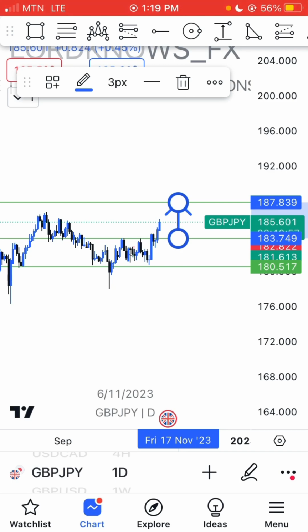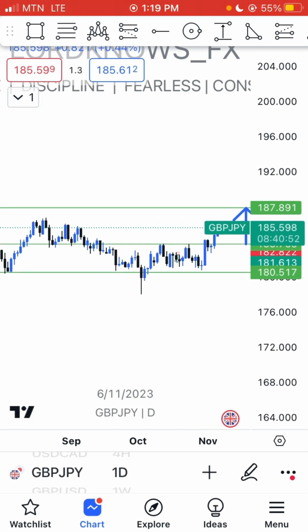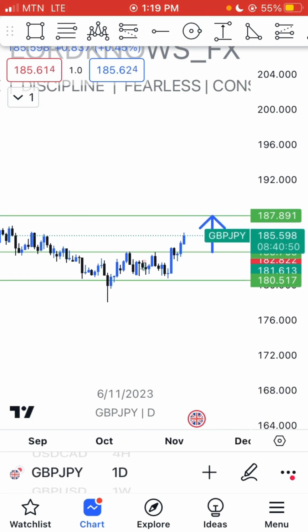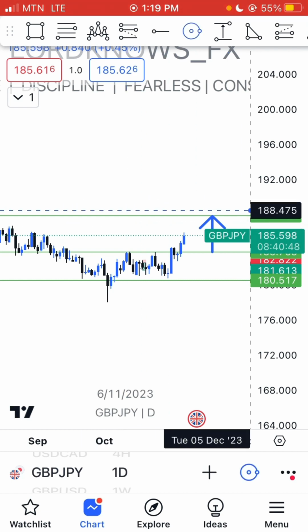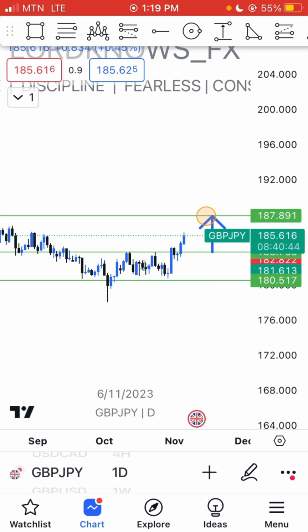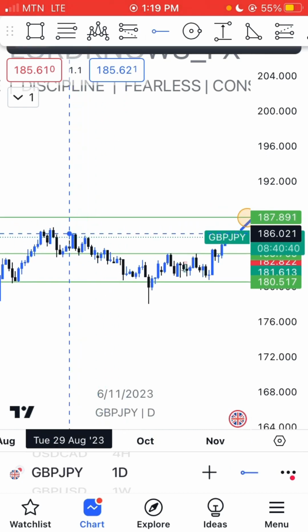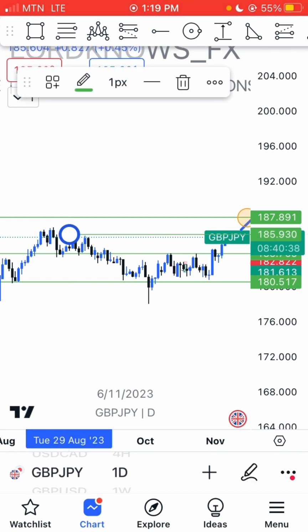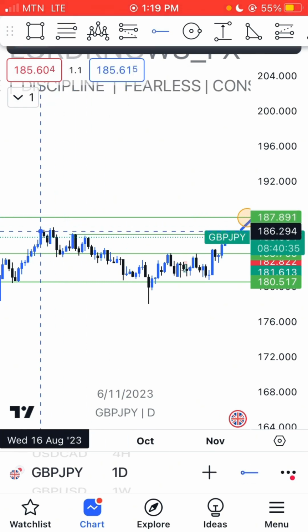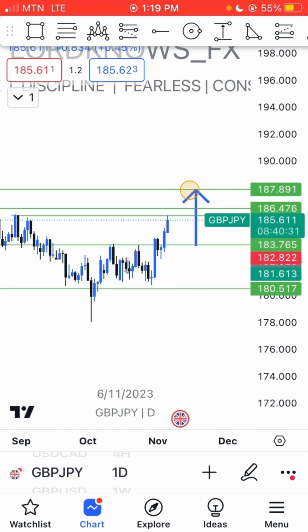Still, my overall bias on this is a buy. It's a buy to the uptrend, so I'm expecting it to go to this price. You can wait if you want to jump on with the buy. You can wait for it to get to this zone or this zone. There will be a retracement, which means there will be a pullback.